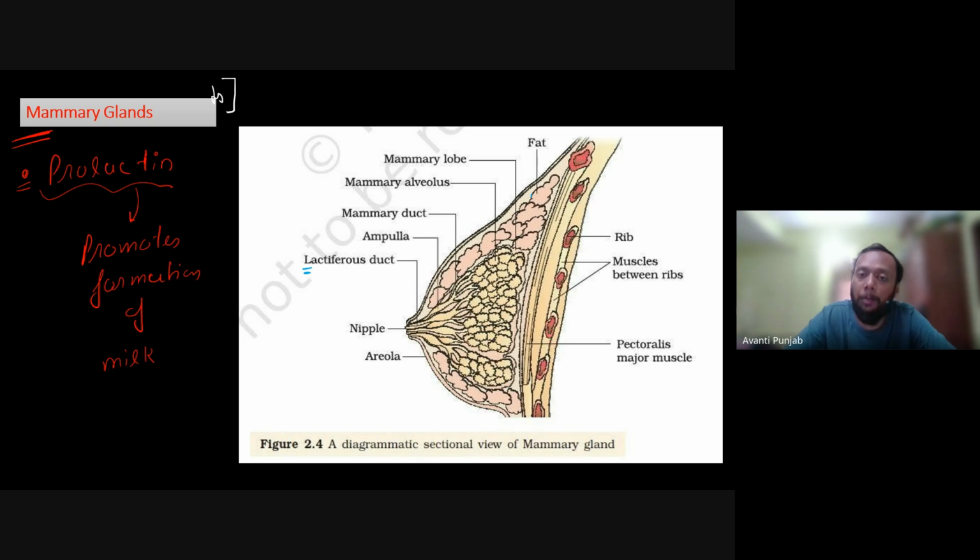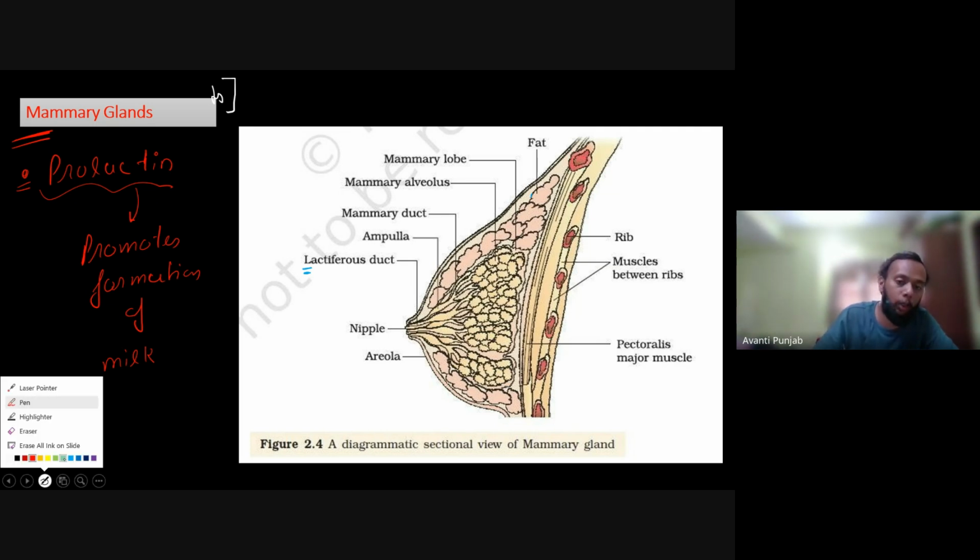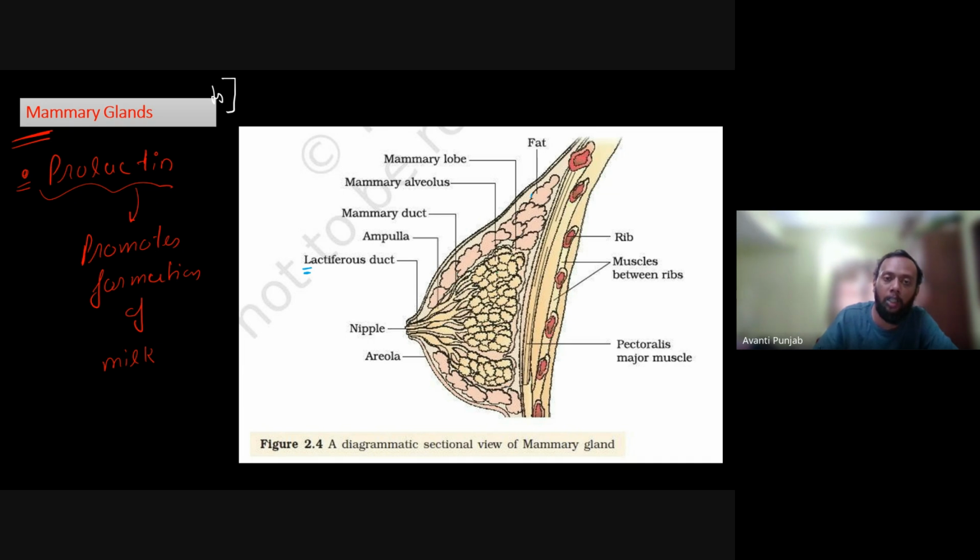Now when you talk about the mammary gland, you should know that it will have a deposition of fats, and you will have a large amount of lobules, the mammary lobules. ये जो अभी दिख रहे हैं सारे structures, we call them mammary lobules. You will always have 15 to 20 mammary lobules. Now let me show you this in another picture.